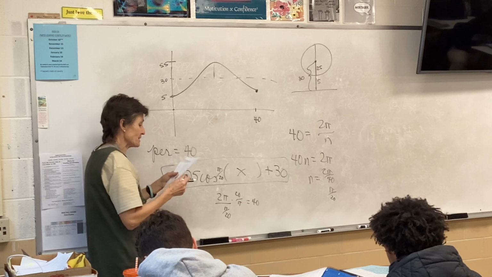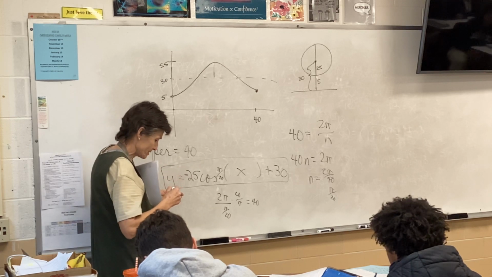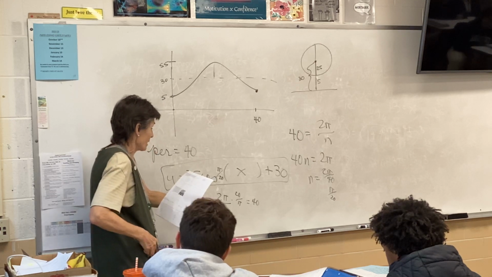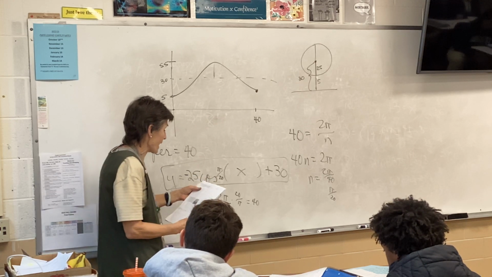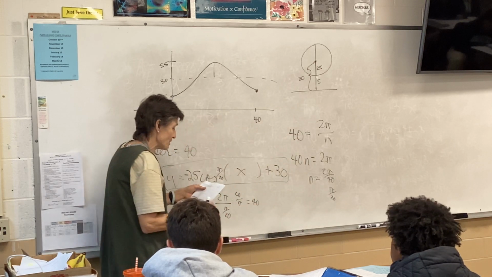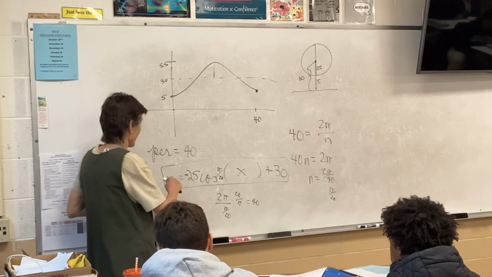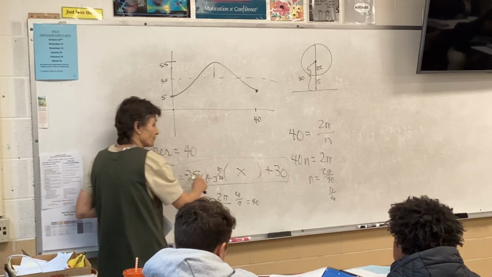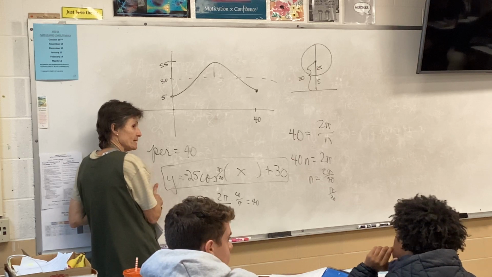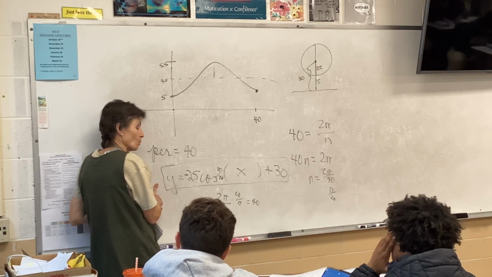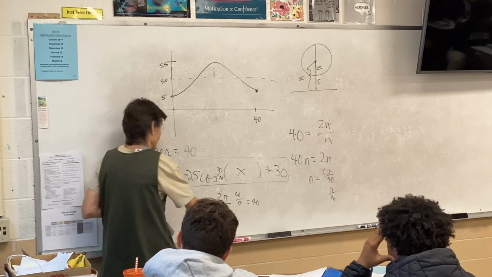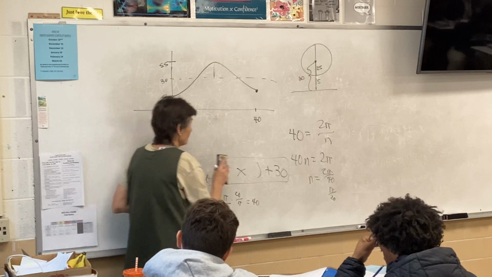So now I'm ready to answer any questions that come out of that. All right, so here we go. How long after reaching the low point is a rider 50 feet above the ground? So here's your equation. We need to figure out when we are 50 feet above the ground. So what do you think we should do? For y, we're going to plug in 50.